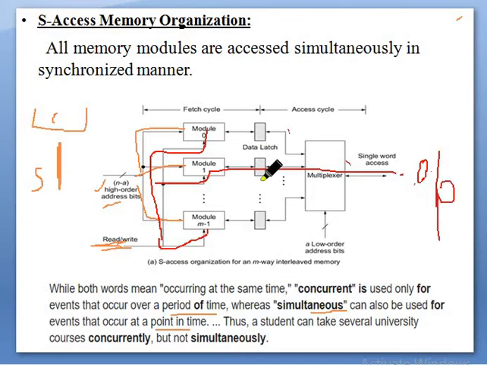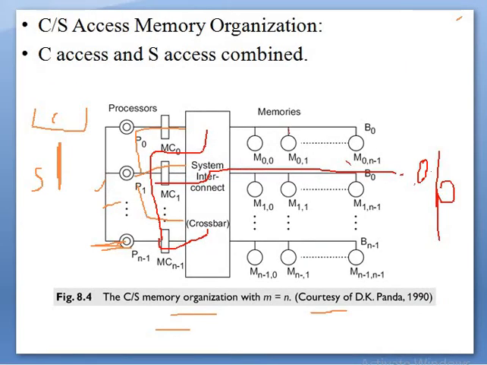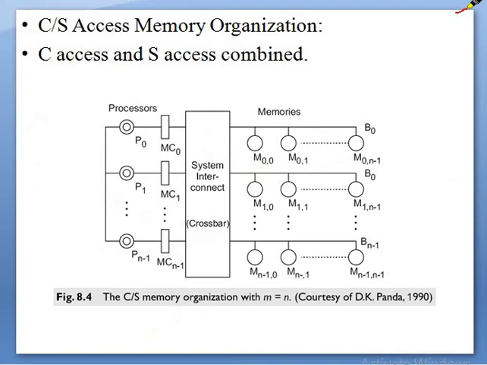Similarly, for whichever module we want to access, only that data latch will be active, and the rest will all be inactive. So from there the data will be fetched. From the inactive ones, even though we try to fetch, it will not work.